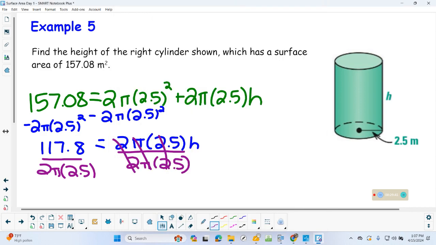So let me put 7.5 down. What's the label on that? Is it meters or meters squared? Meters. Just meters. It's not the area, it's the height.